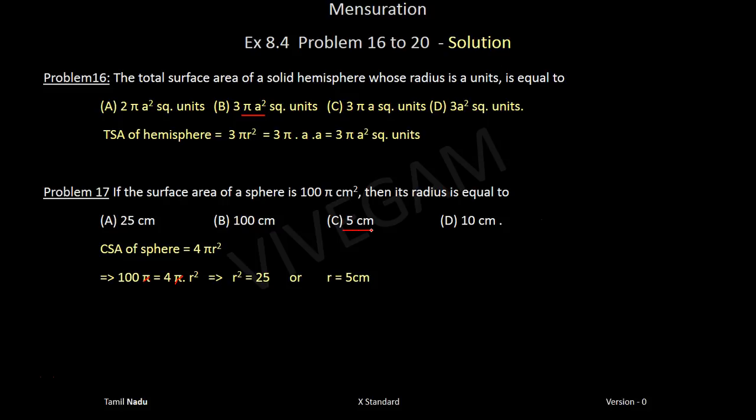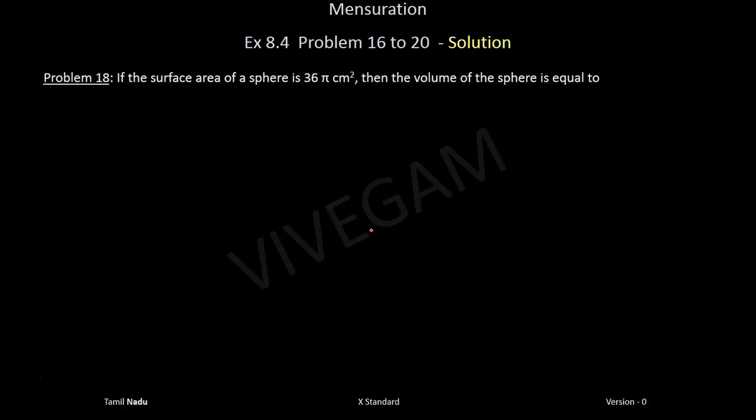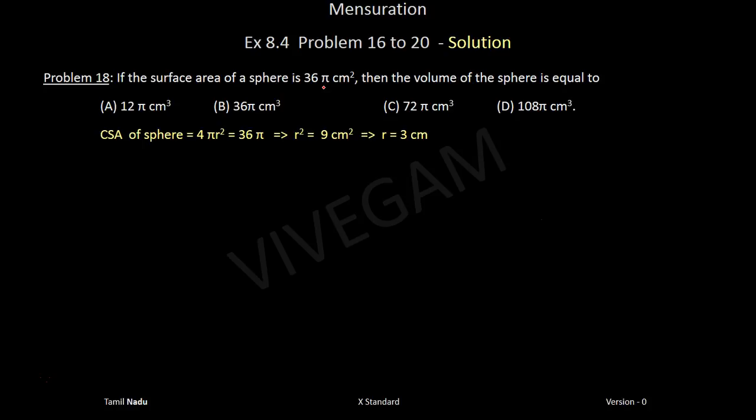Right? Now let's go to the 18th problem. If the surface area of the sphere is 36 pi centimeter square, the volume of the sphere is, this is very simple. Earlier we calculated the radius. Once you know the radius, you can calculate the volume of the sphere, right? So the surface area of the sphere is 4 pi r square and that is given as 36 pi centimeter square. Equate it. So now what will happen? This pi and pi will cancel. 4 will go in 36 9 times. So r square will become 9, r square equal to 9. So r will be equal to 3.